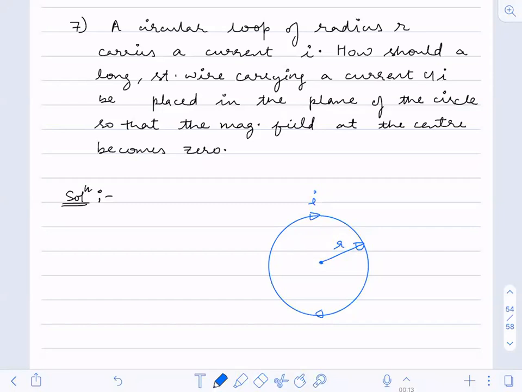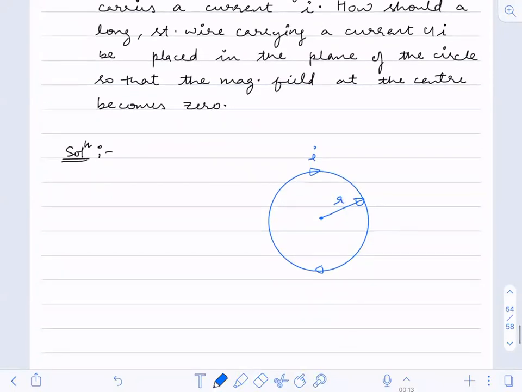Now, the wire which you are having can be placed here. It can be placed here, as well as here. Also, it can be placed at any angles, so anywhere I can assume it. So I'm assuming that this wire is kept at this point, like this.